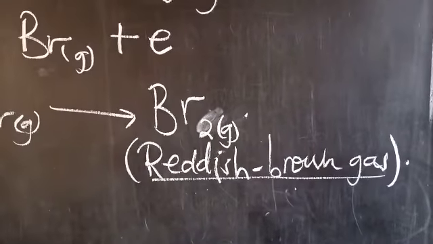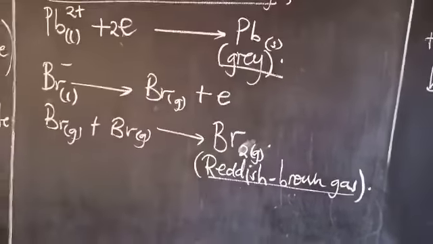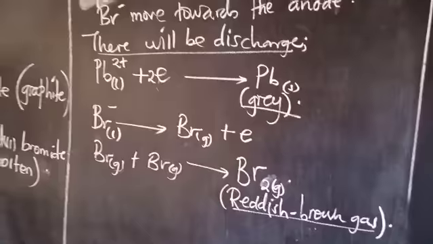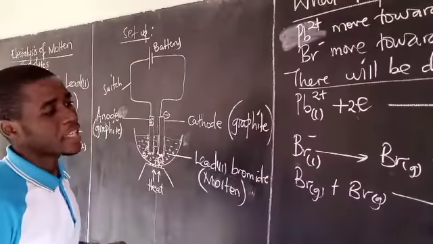So, electrolysis has actually taken place in this electrolyte. Remember that if this electrolyte is not molten, no electrolysis can take place.